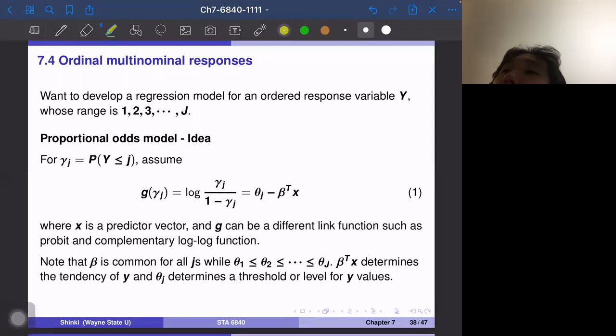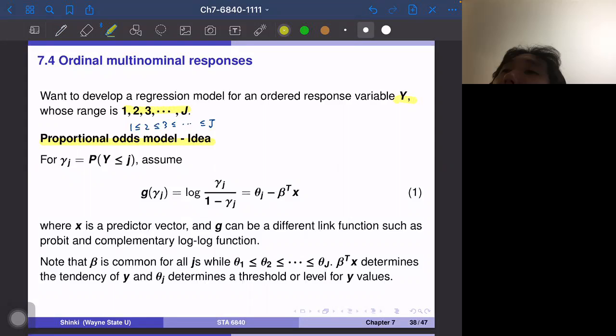Hi, section 7.4, the ordinal multinomial responses. So now we want to develop a regression model for an ordered response variable y, whose range is 1 to J. So we have order in these categories, so we just name it as 1 to J. And how to model? Okay, so we study at first the proportional odds model.